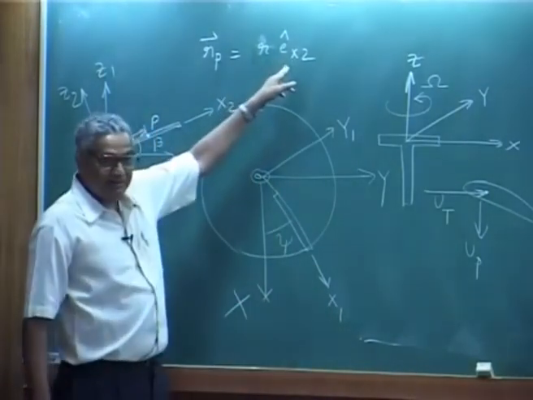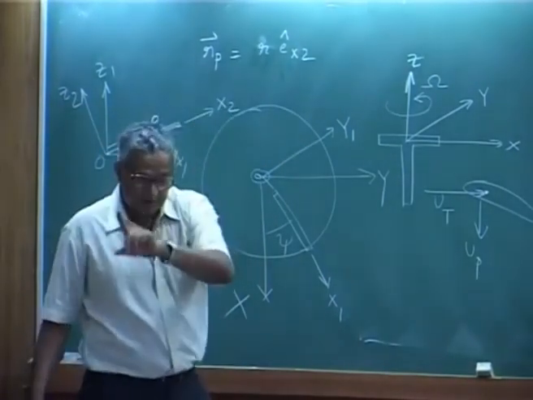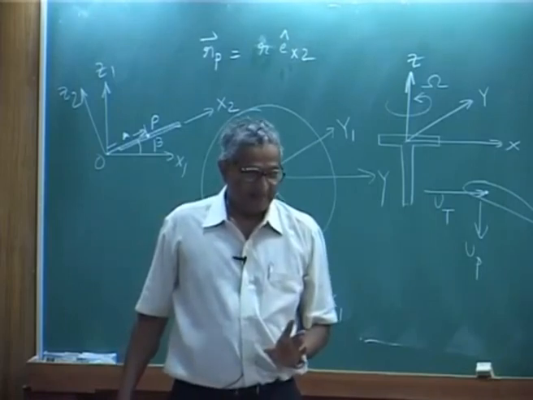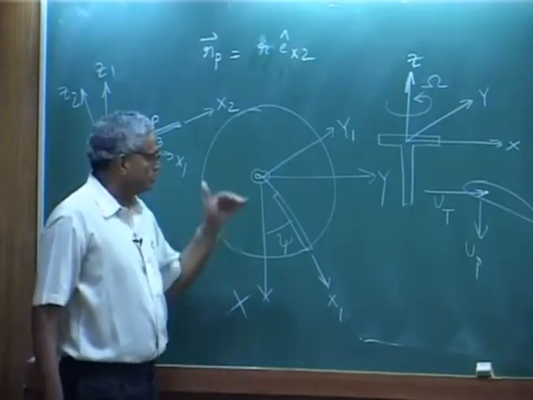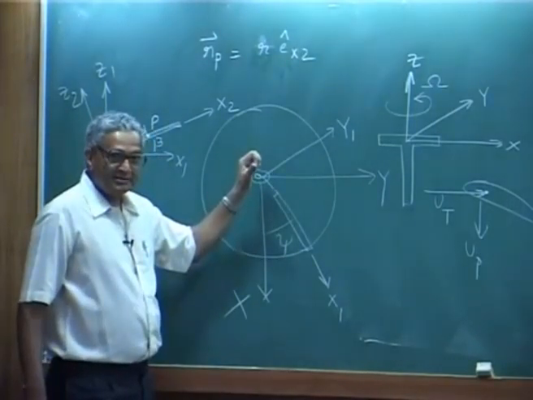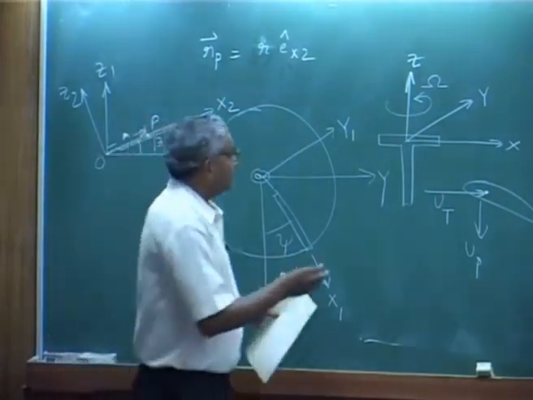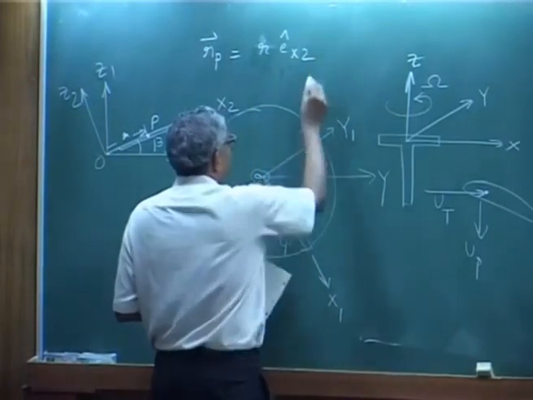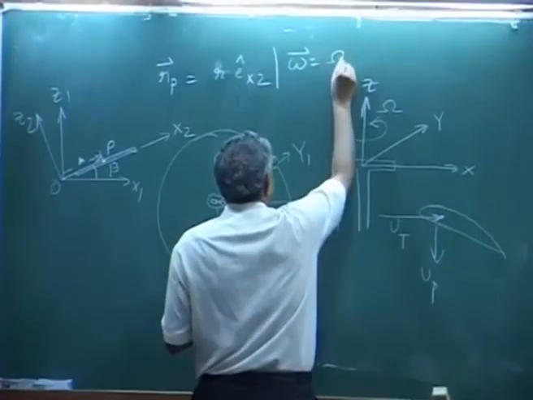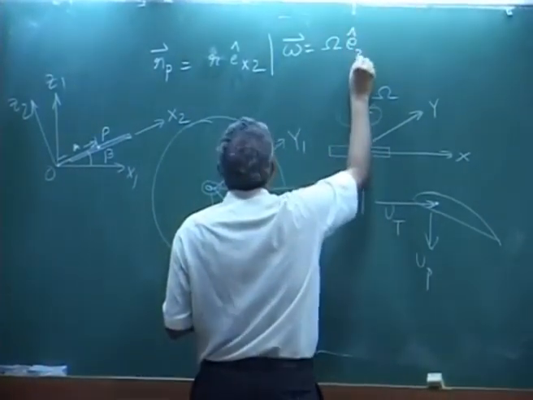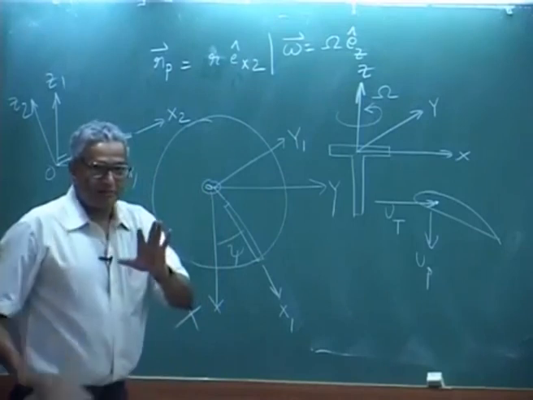So, when you want to define rotation of X2, Y2, Z2 with respect to the fixed frame, you have to include capital omega, you have to include flap. So, that will be like this. If you define omega here, this will be omega Ez, because that is the z axis, counterclockwise rotation positive.